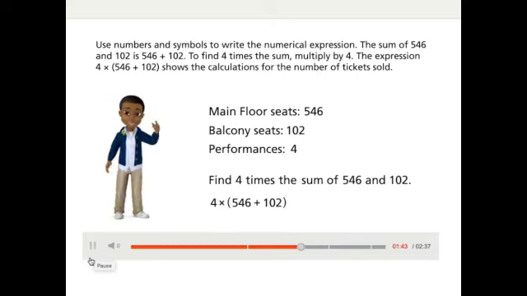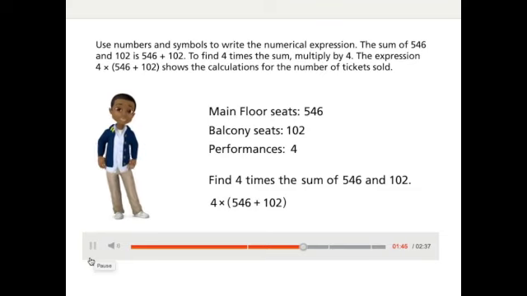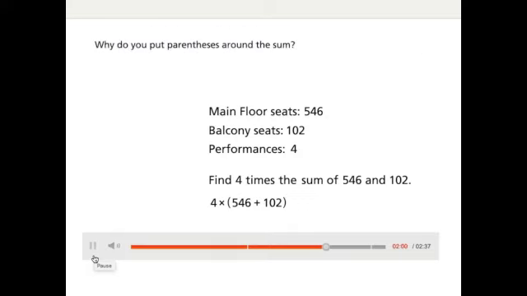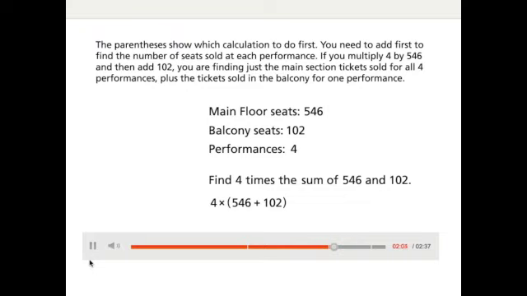Remember, parentheses show which calculation to do first. The expression 4 times the quantity 546 plus 102 shows the calculations for the number of tickets sold. Why do you put parentheses around the sum? The parentheses show which calculation to do first. You need to add first to find the number of seats sold at each performance.